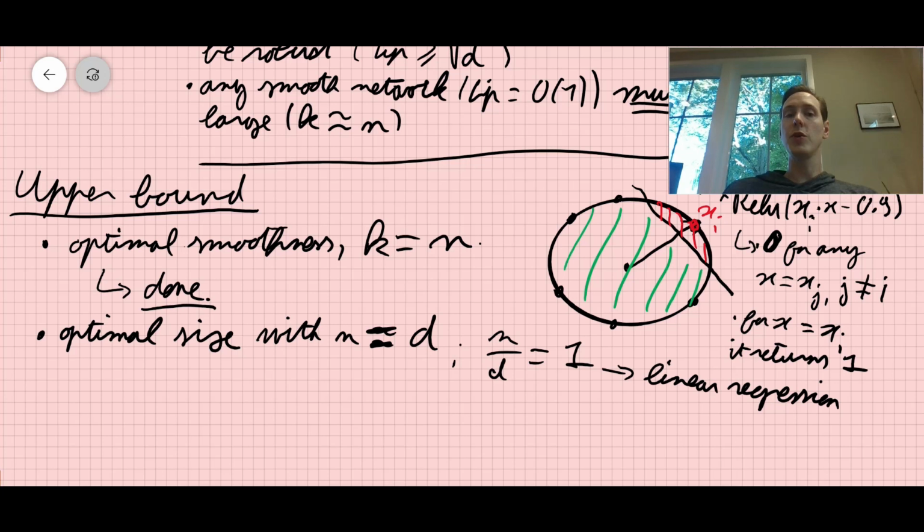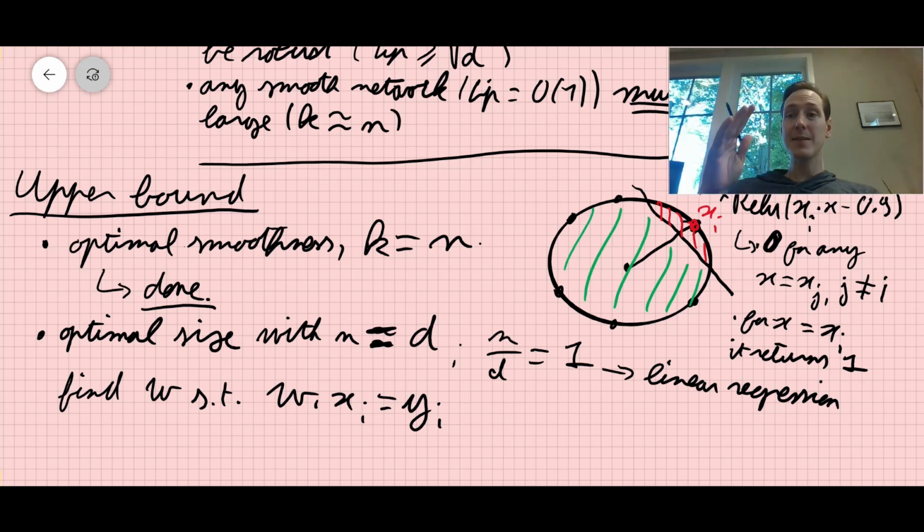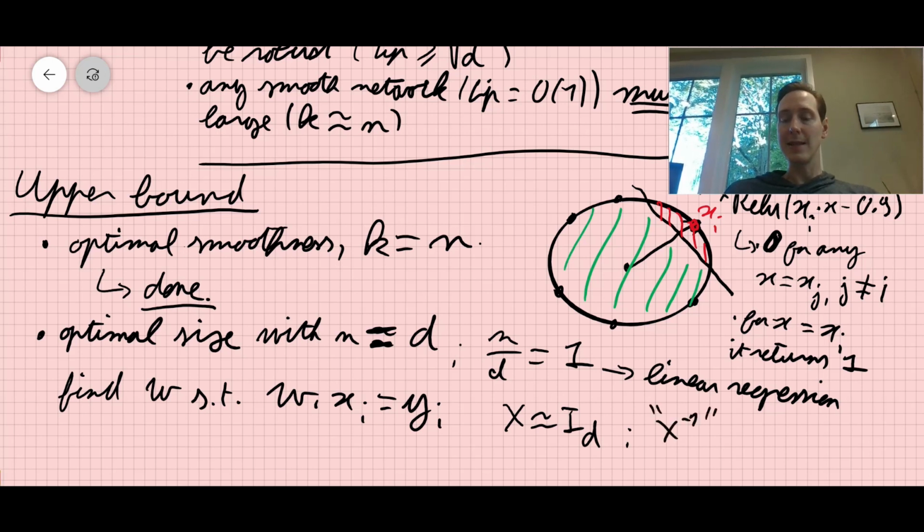Is the Lipschitz constant going to be square root d? So what you want is you find w such that w dot xi is equal to yi. Okay, the solution to this is just going to be to invert the X matrix and apply this to Y. But the X matrix, because you're in high dimension, is close to the identity. It's not quite the identity, but it's close to the identity. So when you invert it, X inverse applied to vector Y is roughly vector Y.